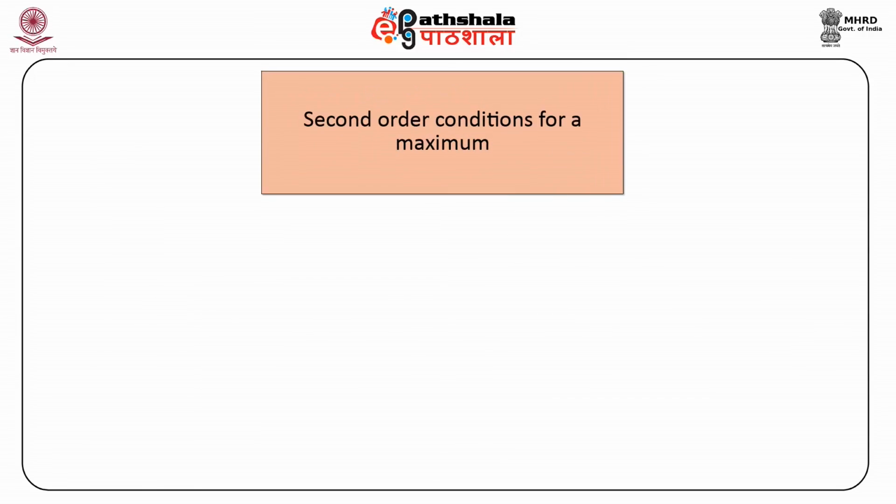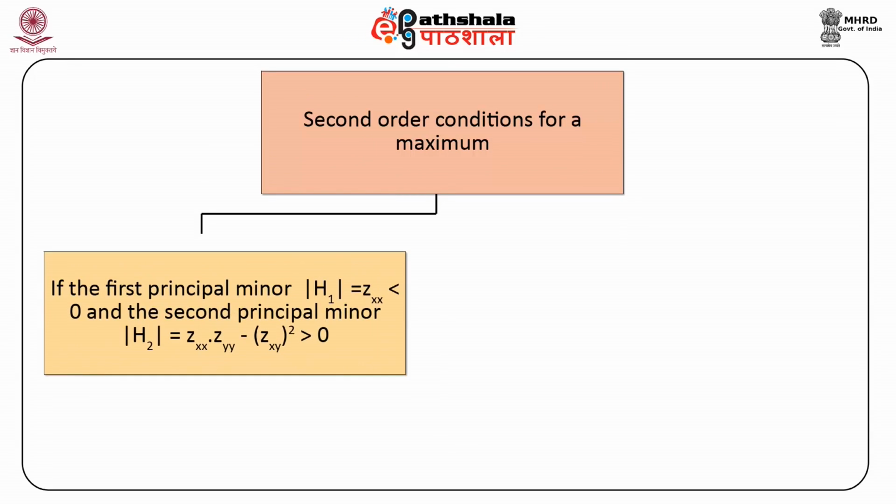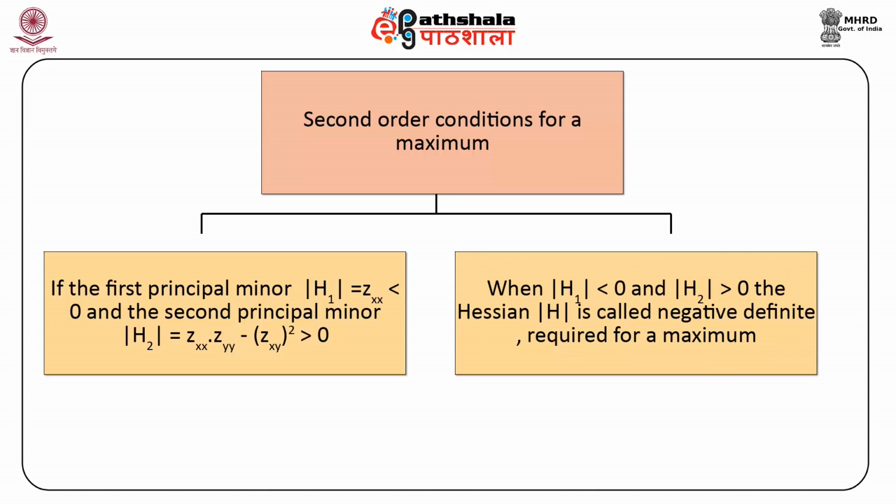Here are the second order conditions for a maximum. If the first principal minor H1 equal to zxx is less than 0 and the second principal minor H2, zxx into zyy minus zxy square, is greater than 0, the second order conditions for a maximum are met. When H1 is less than 0 and H2 is greater than 0, the Hessian H is called negative definite. A negative definite Hessian fulfills the second order conditions for a maximum.